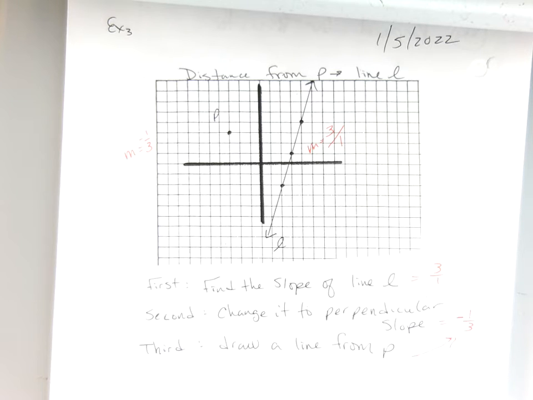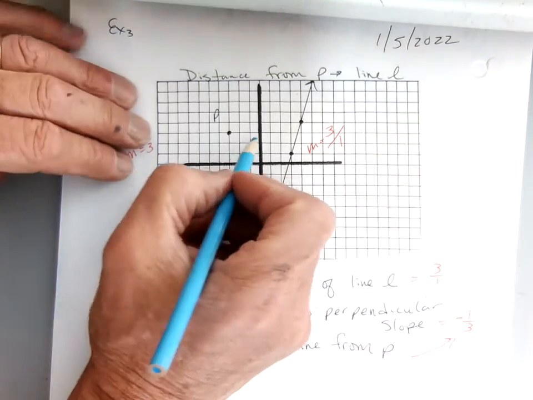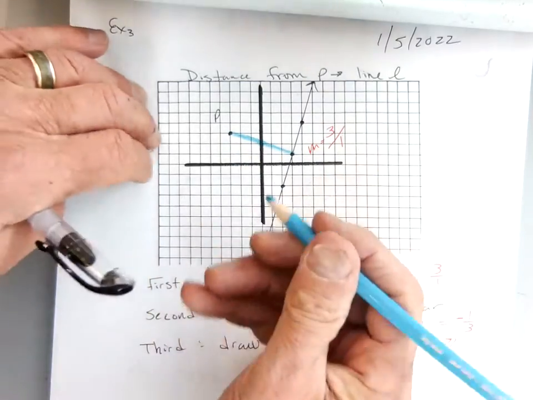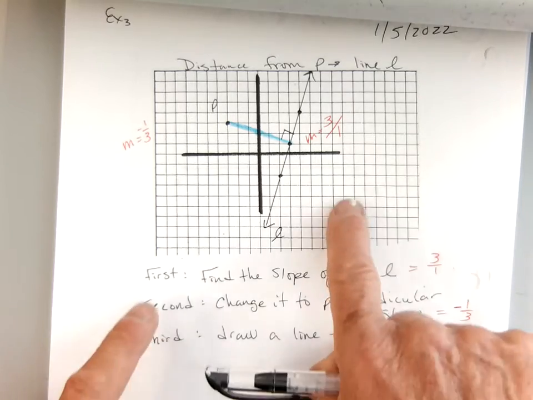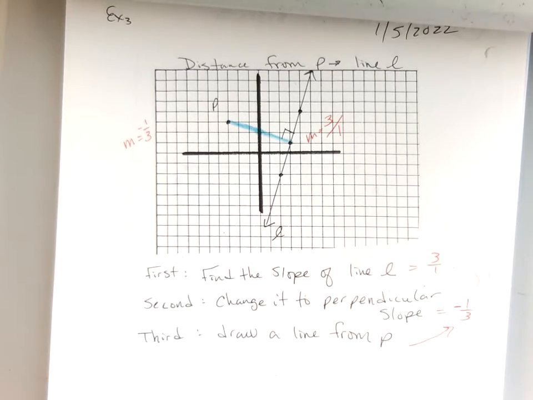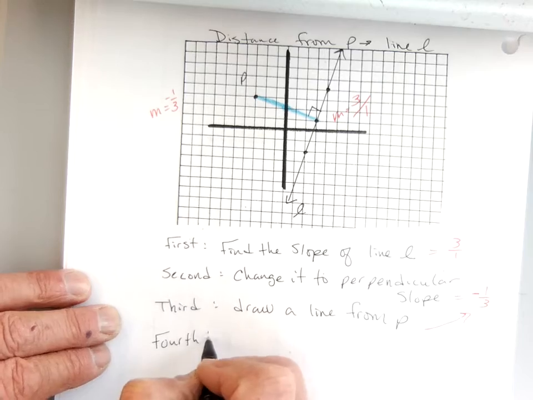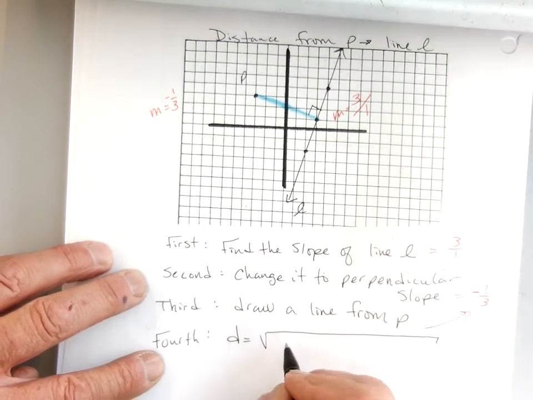Mm-hmm. So let me draw my line, okay? So I'm going to draw my line in. Down 1 over 3. Right? And I know it's perpendicular, so I'm going to put the little box in there. I know it's perpendicular because of the opposite slopes, right? So then the fourth thing I'm going to do is I'm going to use my distance formula, or Pythagoras Theorem. Right, Artie?